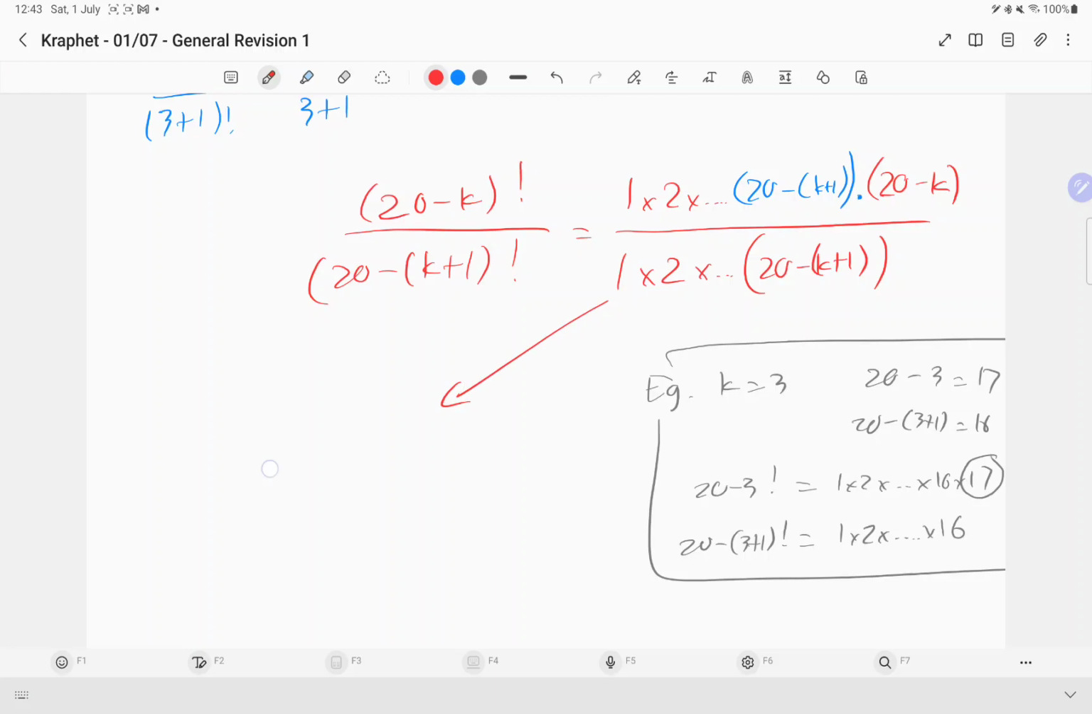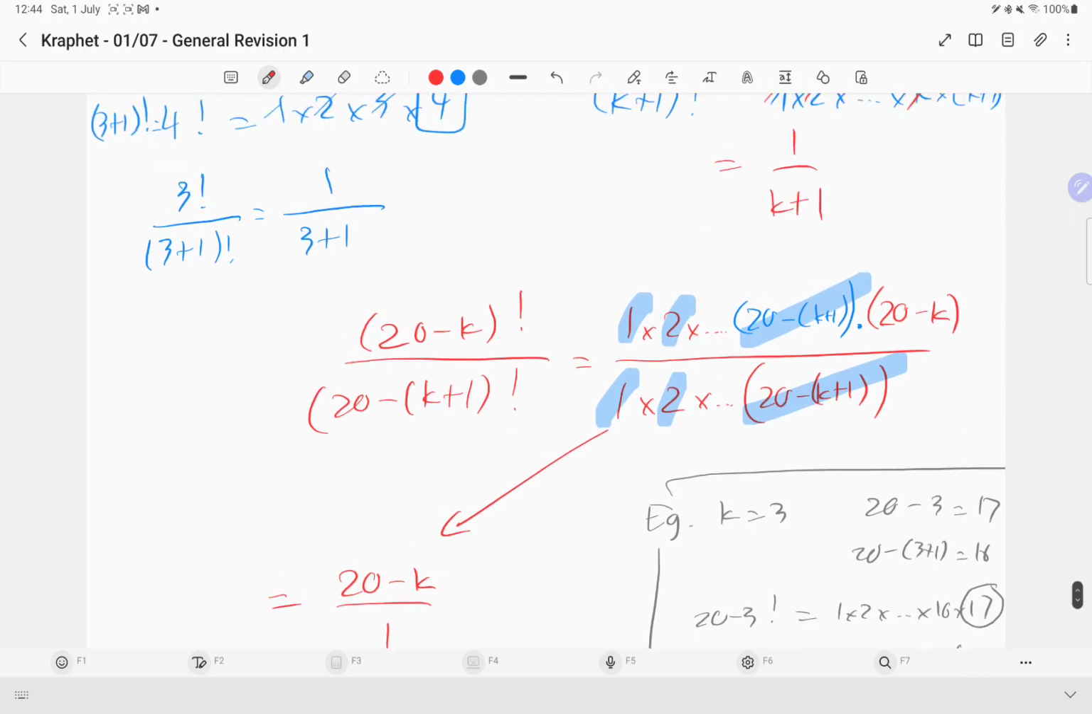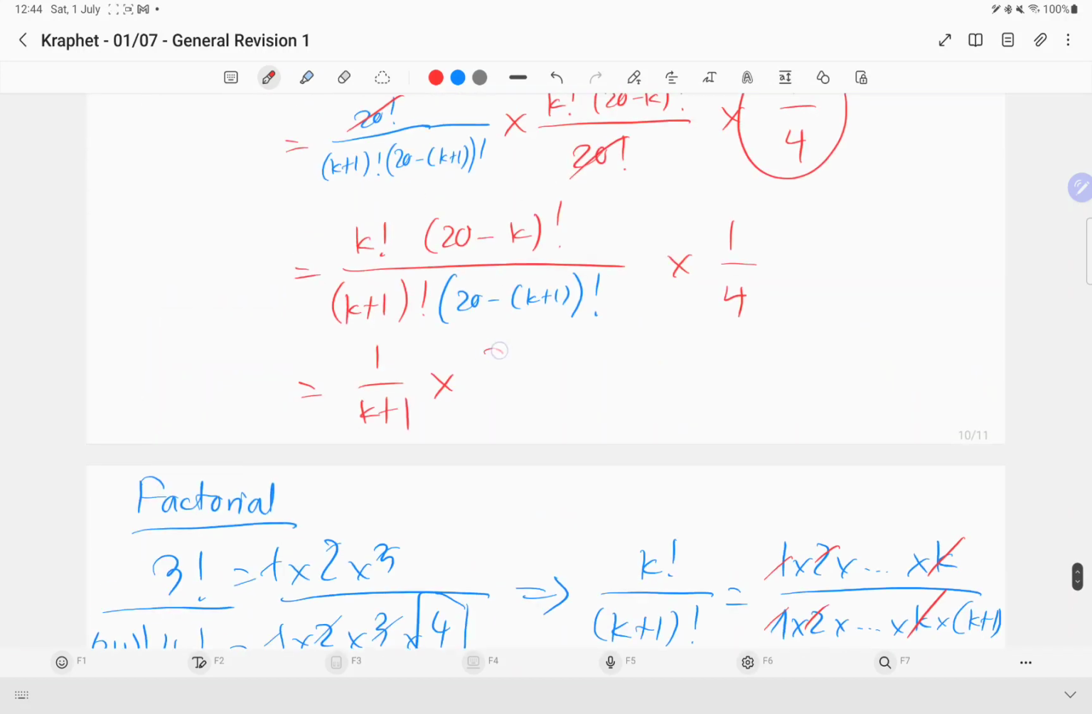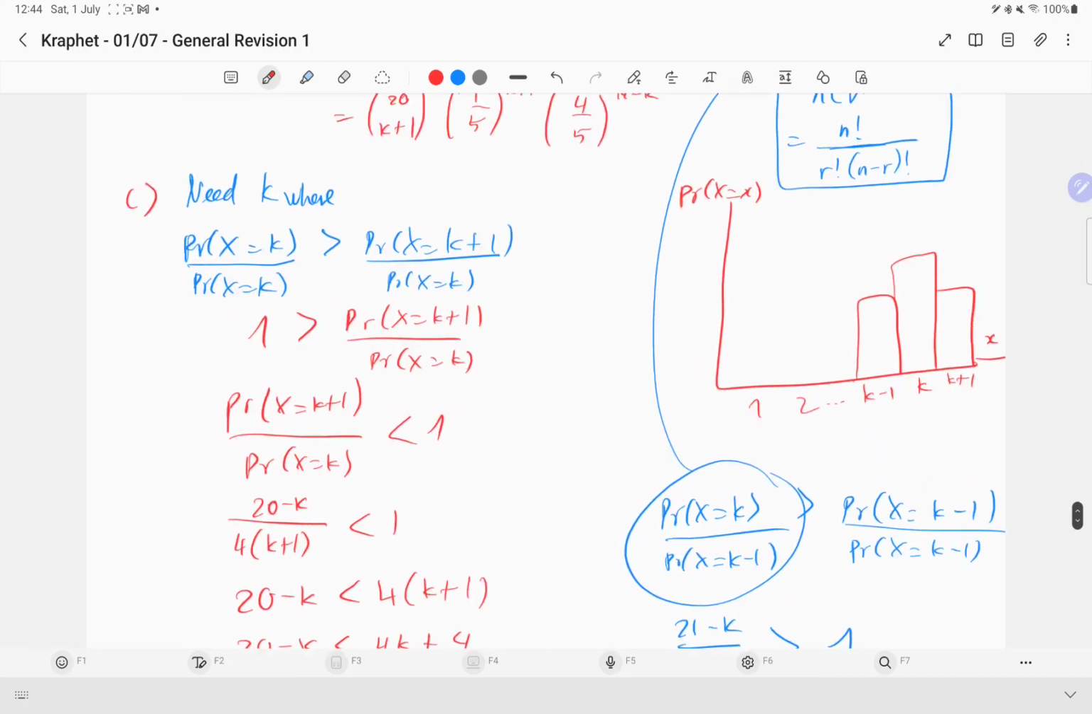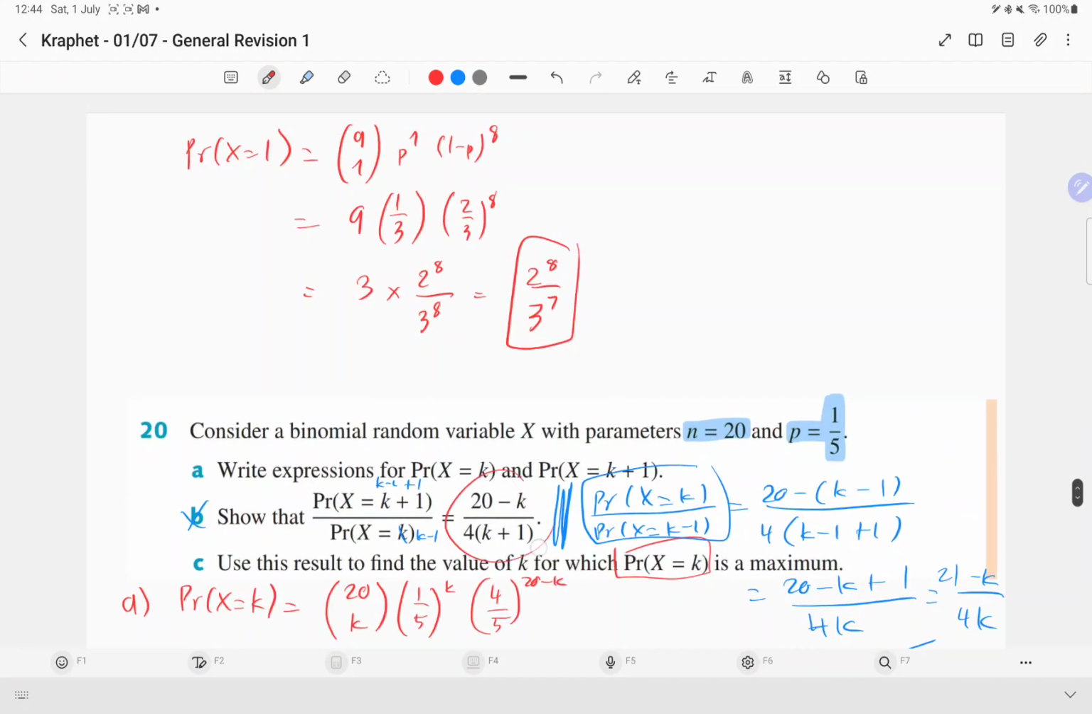So therefore, everything will cancel off. 1, 1, 2, 2, and 20 minus that, 20 minus that. Then the answer would just be 20 minus k over 1. And then we bring this back into the result here. That will be 20 minus k over 1 times 1 over 4, which is 20 minus k over 4 times k plus 1. 20 minus k over 4 times k plus 1 is this thing here.